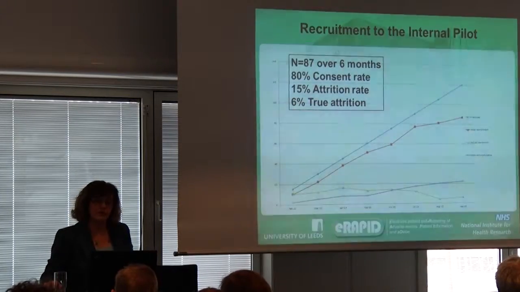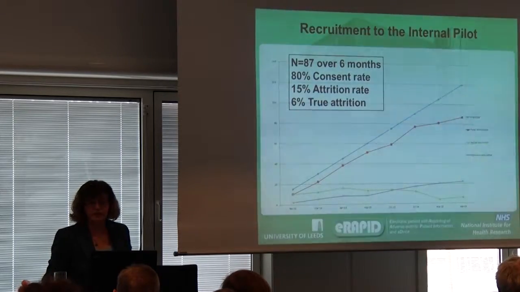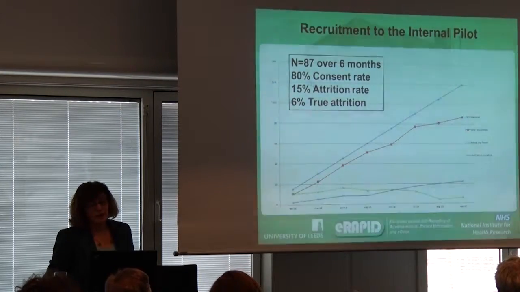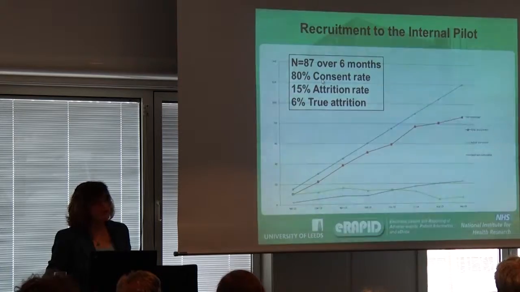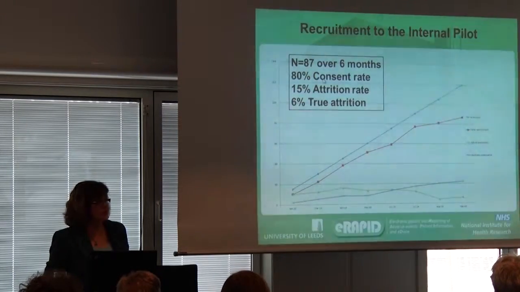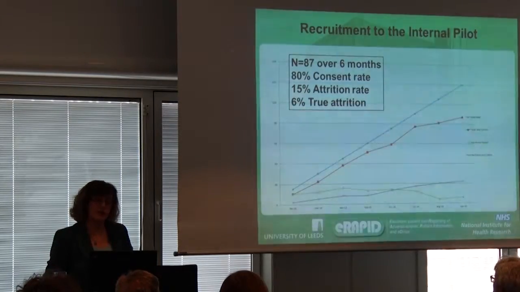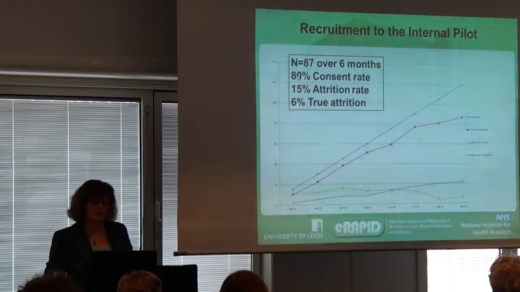We recruited 87 patients over 6 months. This is showing the recruitment graph. This is our predicted. And this is what we did, so almost as we predicted. We had 80% consent rate of patients agreeing to participate, and our prediction was 60%. So our stop or go rules from the pilot into the randomized trial were 60% consent rate and 30% attrition rate, and we actually did a lot better than that.